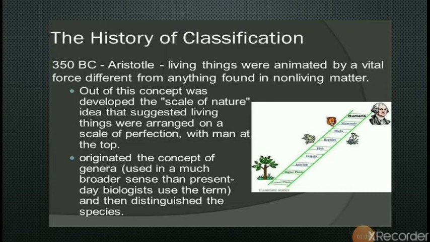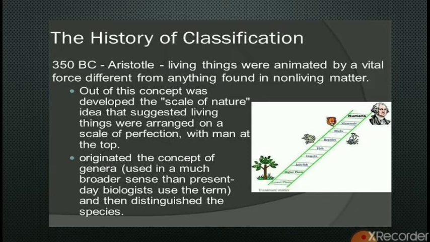Since a long time, human beings have tried to classify organisms on the basis of their characteristic features. One such attempt was made by Aristotle in 350 BC. Aristotle stated that living things were animated by a vital force different from anything found in non-living matter. Out of this concept was developed the scale of nature, the idea that living things were arranged on a scale of perfection, with man at the top.